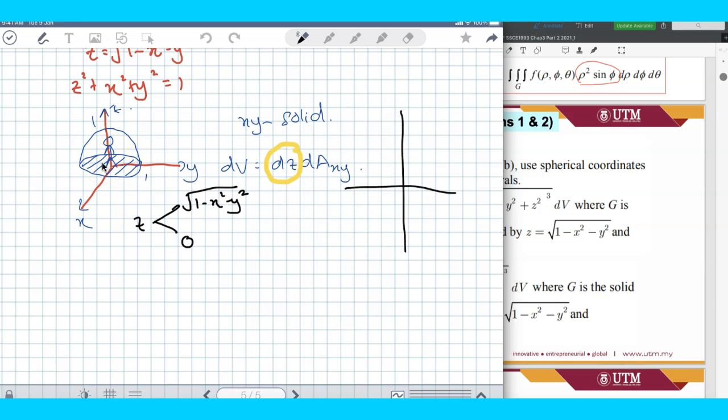So now we sketch the region, a circle with radius 1. And do you have a complete circle? Yes.